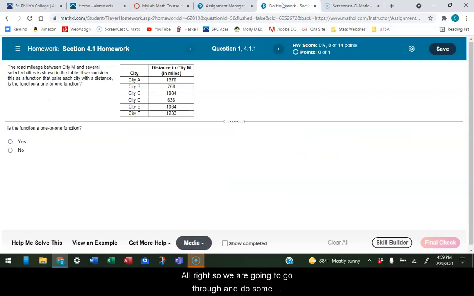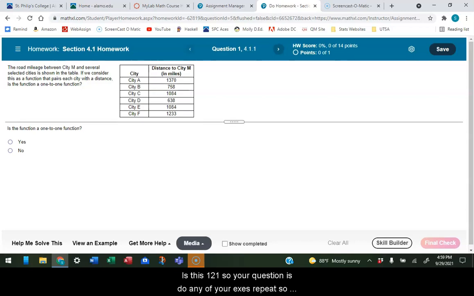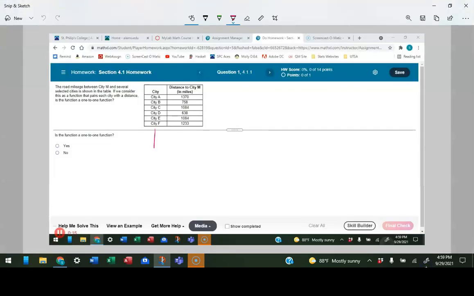All right, so we are going to go through and do some examples of functions and inverse functions. So this question simply states, is this one-to-one? So your question is, do any of your x's repeat? So do my x's repeat? If my x's do not repeat, then I have a function.